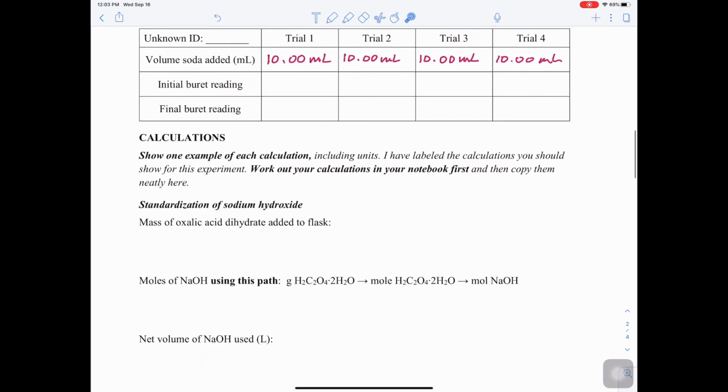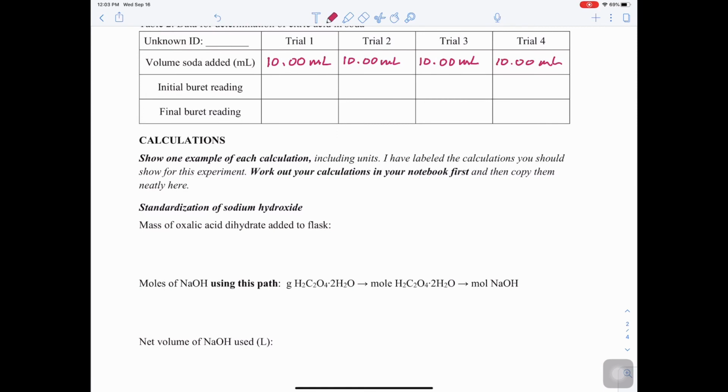In the calculations section of your report, this is asking us to show one example of each calculation, including the units. Sometimes students misunderstand what this means. I want to see the actual calculation. So we've already done this first one, mass of oxalic acid. The way we calculated that is we took the mass of the oxalic acid dihydrate on the paper and we subtracted the mass of the paper and we got 0.1110 grams.